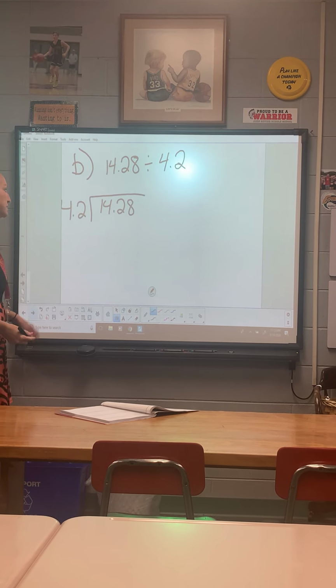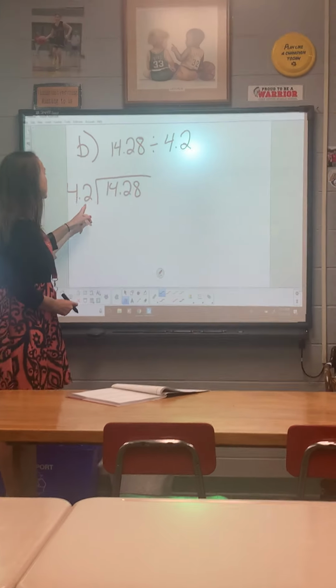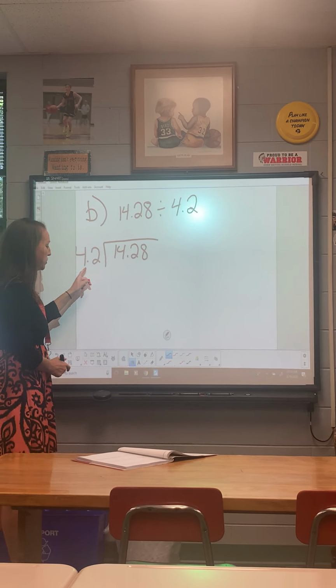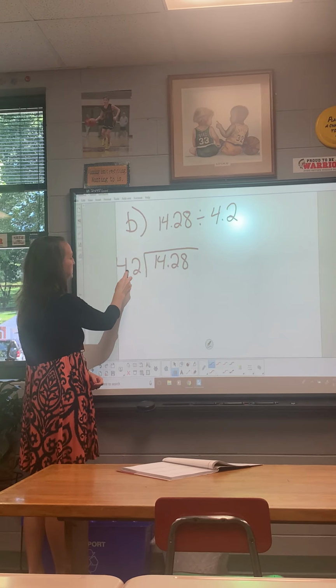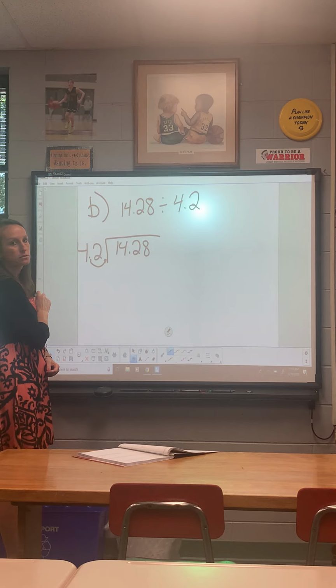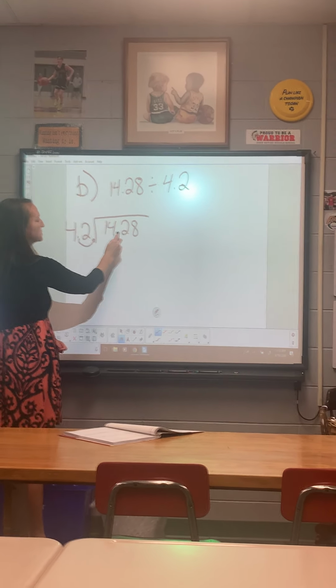Okay, so again, I ask myself, I got a decimal there. It's allowed on the inside. It is not allowed on the outside. So I'm going to have to move this to make it a whole number. 4.2 is not a whole number. But if I move that decimal one place, it will create a whole number. So that becomes 42. Whatever I've done to the outside, you must do to the inside.